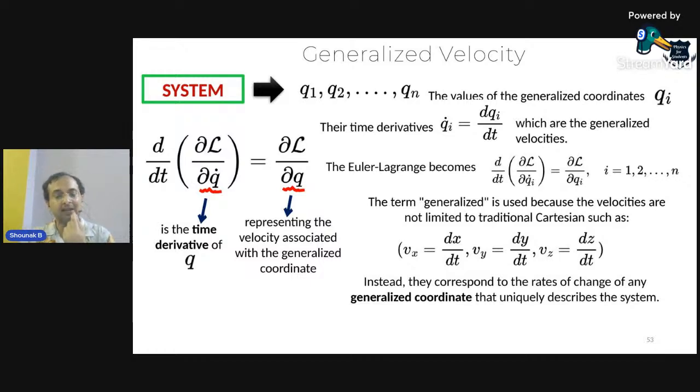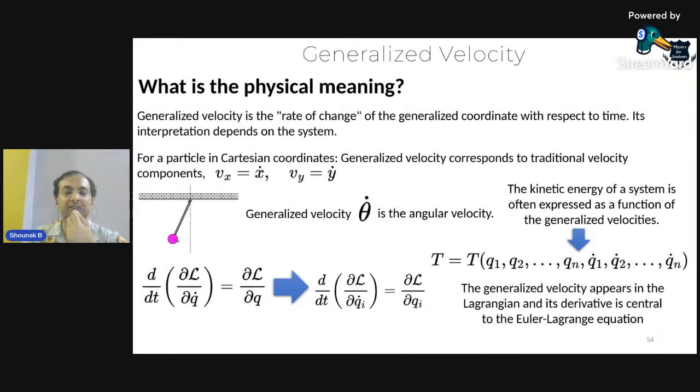So understand that the term generalized is used because the velocities are not limited to traditional Cartesian velocities. Instead, they correspond to the rates of change of any generalized coordinates that uniquely describe the system. Okay, so that is why we get those generalized things. And here is a quick understanding of the physical meaning. Physical meaning means generalized velocity is the rate of change of the generalized coordinate with respect to time.